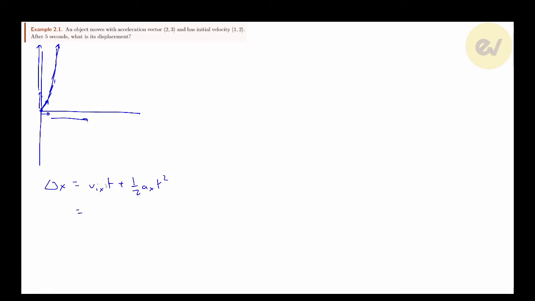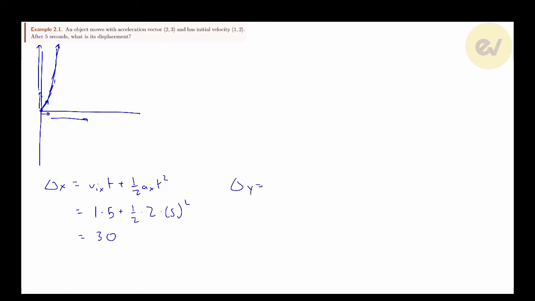Now, if we go ahead and substitute values in, the initial velocity is 1. We want to find its displacement after 5 seconds. And then we can add 1/2 times the acceleration in the x direction, which is 2, times 5 squared. And if you calculate this, I believe this turns out to be 30. Yes, it turns out to be 30.